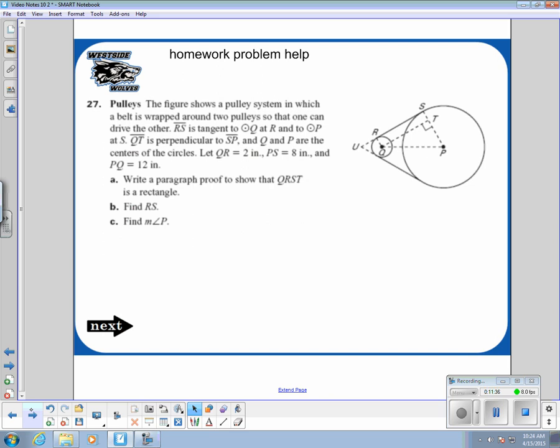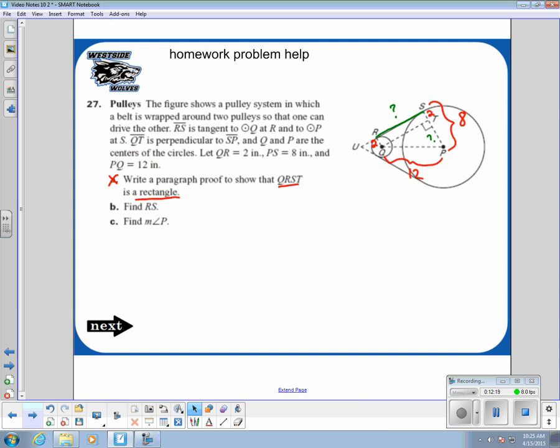All right, our last one is this one. If you did not write the paragraph proof, I'm not too worried about that. I'm not going to make you do paragraph proofs. But you have to think about what's going on in the problem to be able to work it. They gave you the hint by telling you that QRST is a rectangle. QR is 2, so this is 2, which means that would have to be 2. They tell us that PS, from here to here, is 8. That's important. PQ is 12, so from here to here is 12. That's all the given information, but they ask us to find RS, which is here. That's unknown, and they ask us to find angle P, which is also unknown.